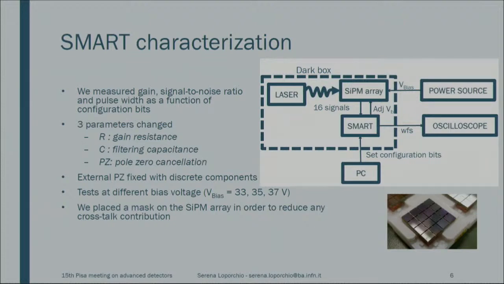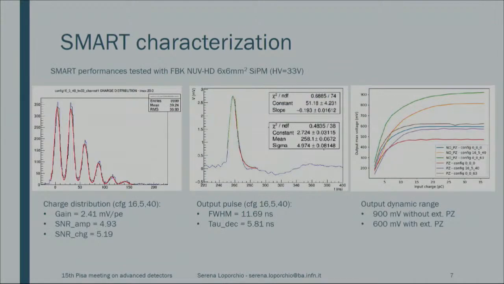And we repeated measurements using an external pole zero with fixed discrete components in order to match the signal of the silicon photomultiplier with the internal pole zero cancellation network. We set the configuration bits through a PC interface with the SMART, and we acquired waveforms with an oscilloscope.